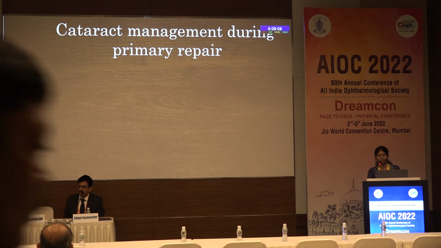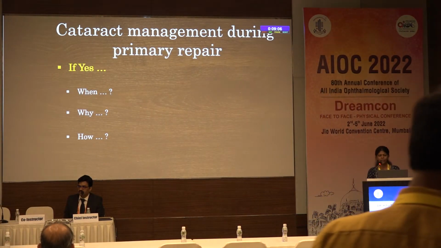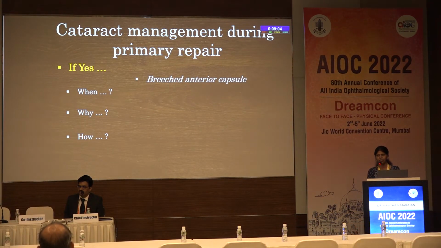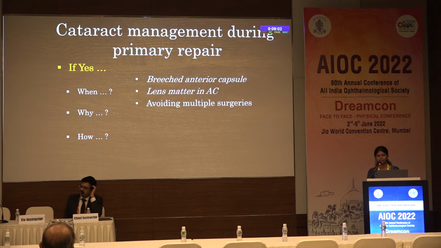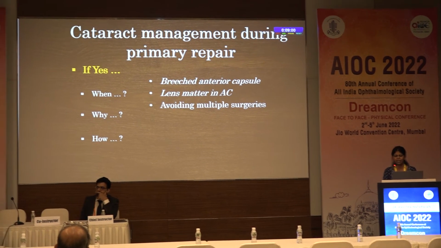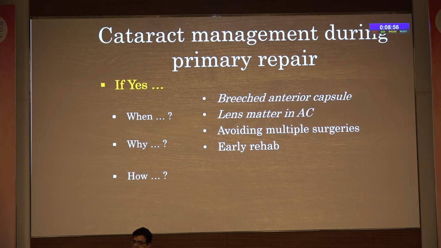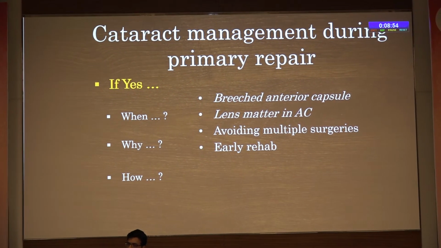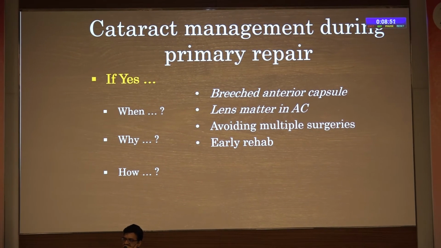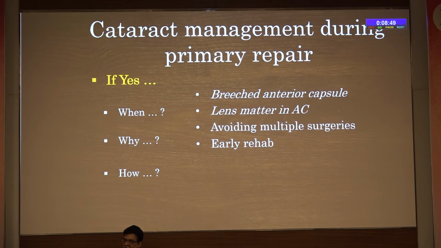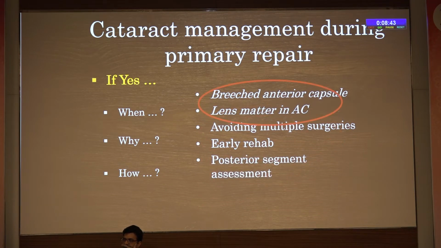So cataract management during primary repair is done only if there is a breached anterior capsule with loose cortex in the anterior chamber, and just in case you want to really avoid multiple surgeries, if that is the only indication, and you can do an early rehab. So a very small peripheral corneal tear along with a ruptured capsule, maybe in that situation you can remove the cataract along with the corneal repair. And you can do an immediate posterior segment assessment if you remove the cataract.